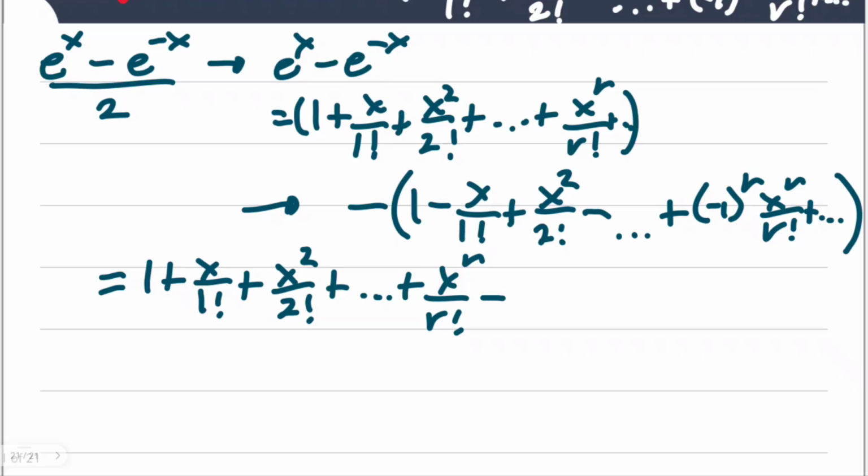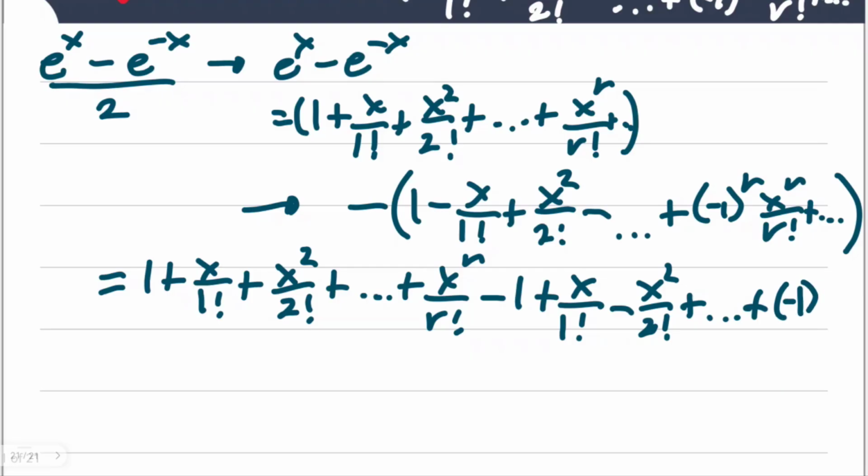It's minus 1 plus x over 1 factorial minus x squared over 2 factorial. The negative here will be plus, and so on and so forth. I will still use plus here because we don't know the value of r, or we don't know what the rth term is. So we'll have that, so on and so forth.